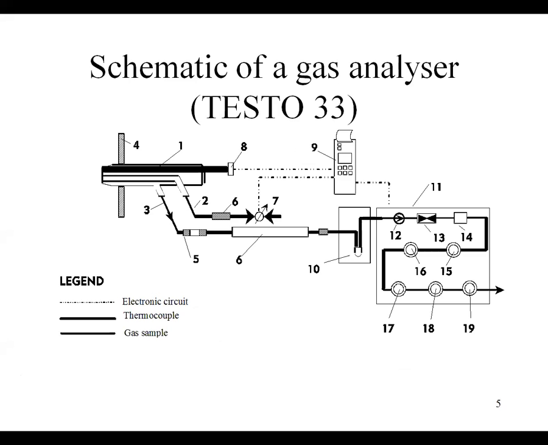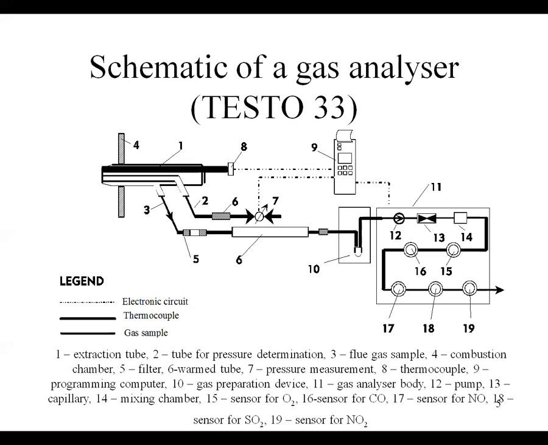Normally, the flue gases are analyzed by analyzers. And here I gave you an example of such a flue gas analyzer. It is the analyzer that we use here in experiments. As you see, here are the flue gases, and from the flue gases, a part is sent to special devices. All these, 15 up to 19, are sensors: sensors for oxygen, for CO, for NO, SO2, NO2, and so on. And separately, there exists a pressure and temperature measurement.